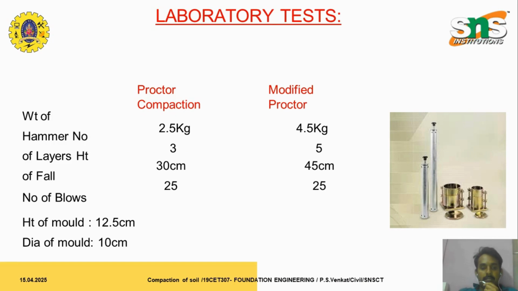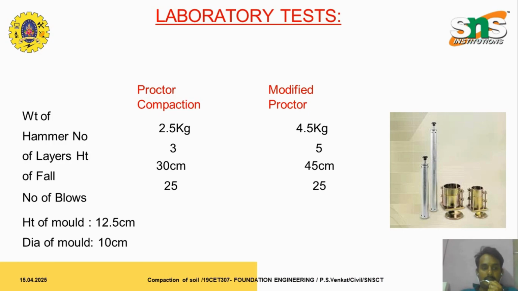So the various laboratory tests used to estimate the amount of compaction of soil are as follows. Let's look at the two important laboratory tests used to study the compaction characteristics of soil. The first one is the standard Proctor test. Here we compact the soil in three layers using a hammer weight of 2.5 kilograms and height of fall of 30 centimeters, with 25 blows per layer, with the diameter of the mold as 10 centimeters and height of the mold as 12.5 centimeters. The goal is to determine how the dry density of soil varies with the water content.